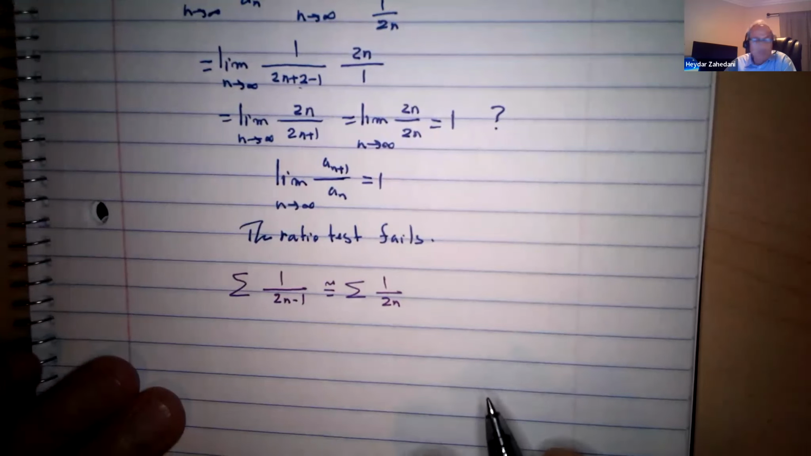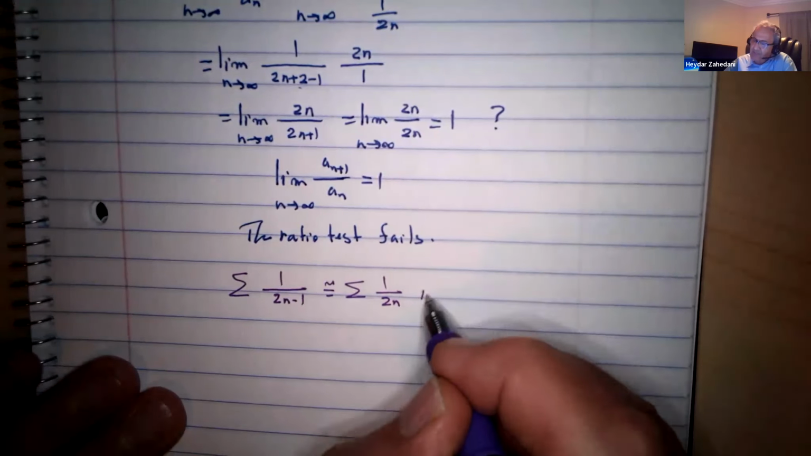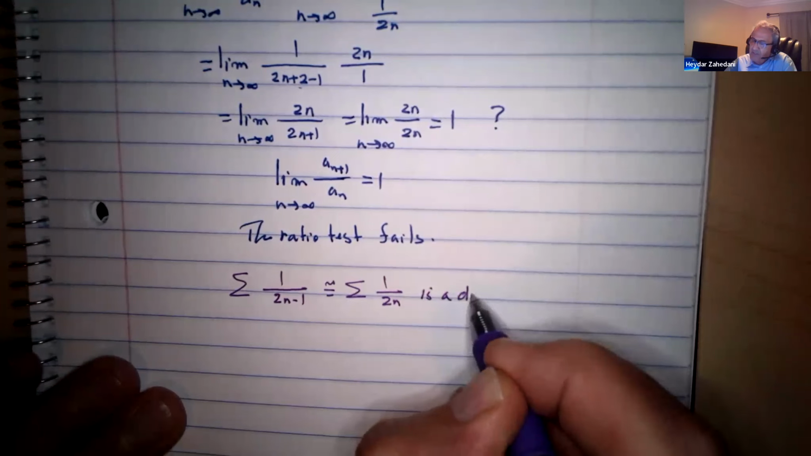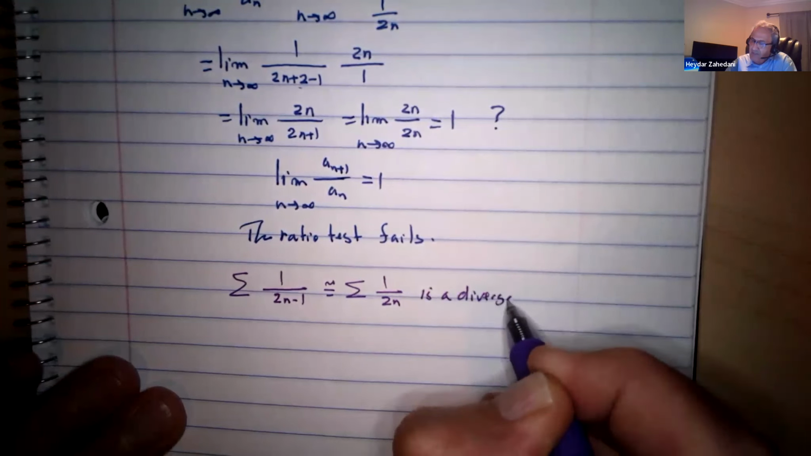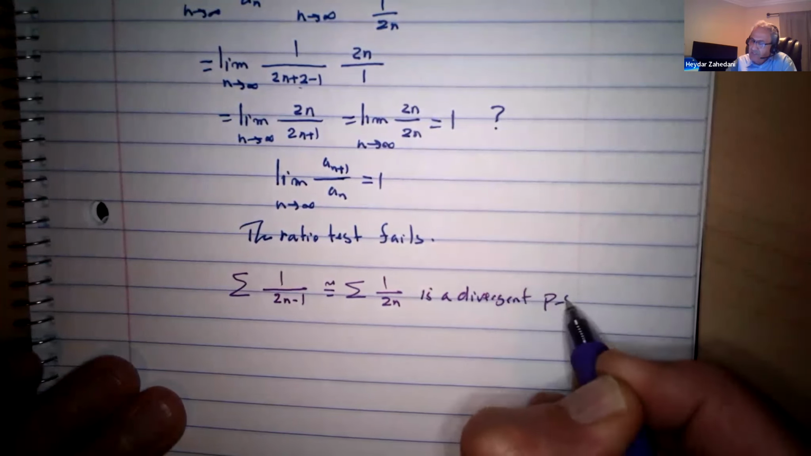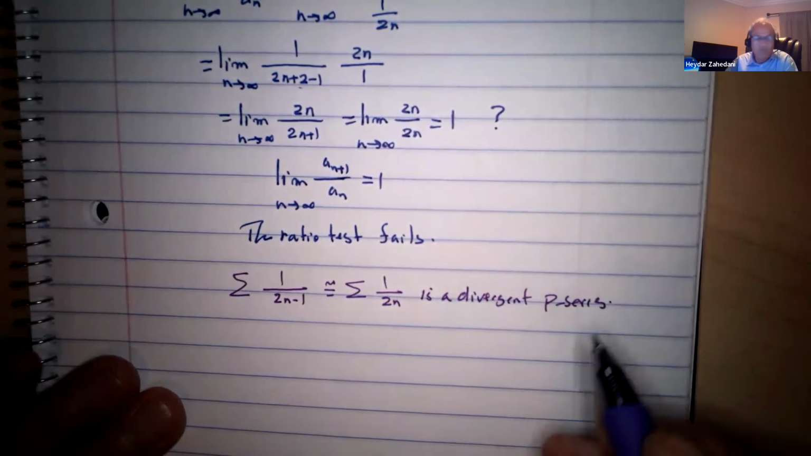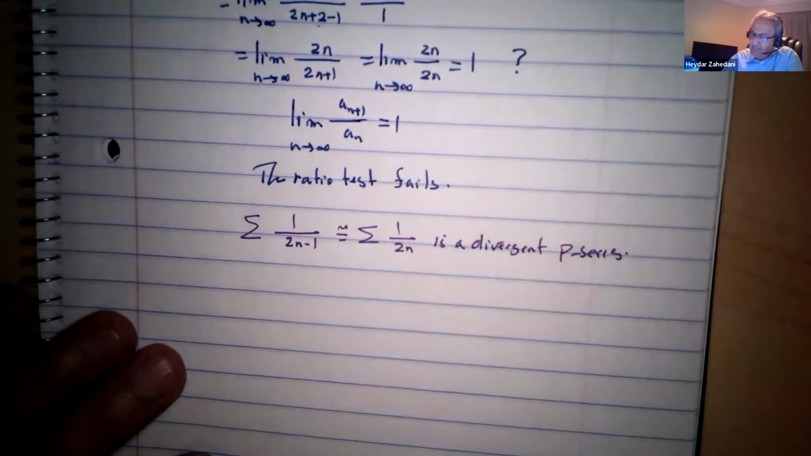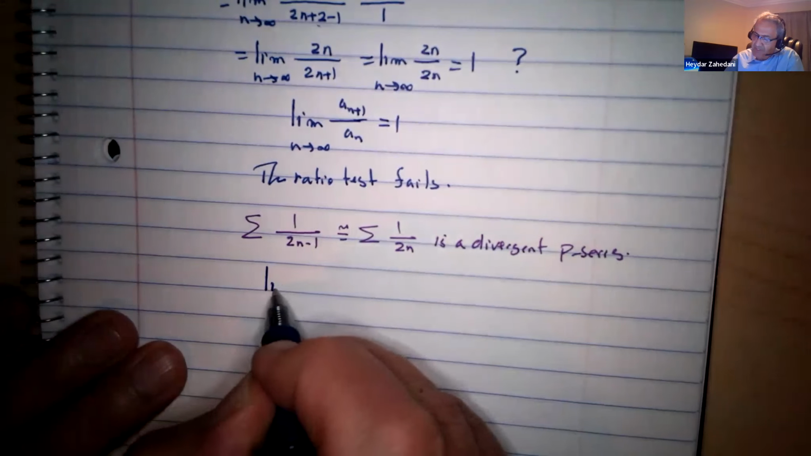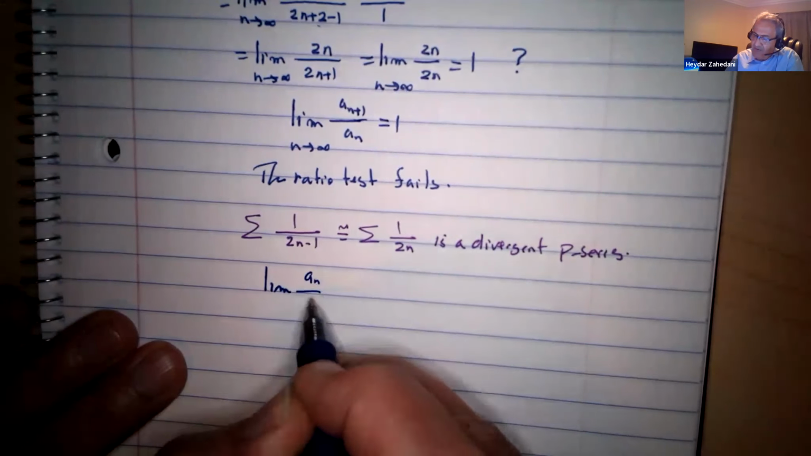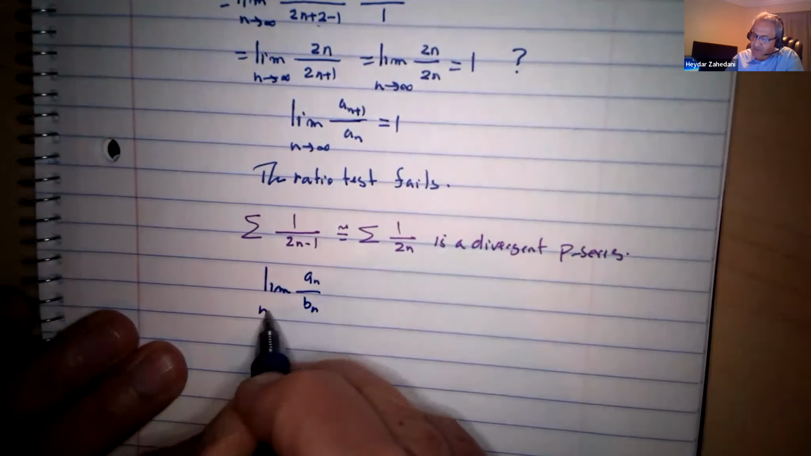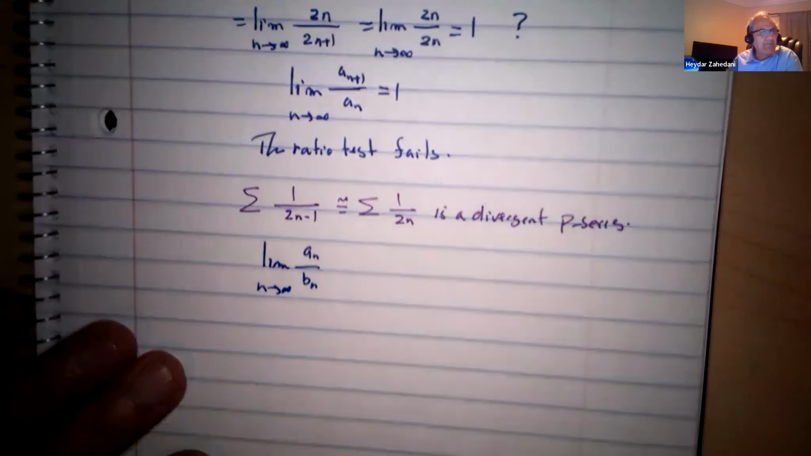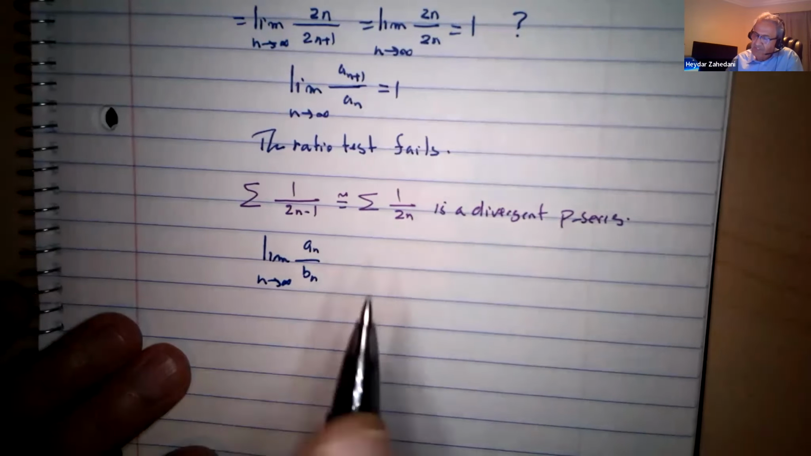Okay, which is a P series, is a divergent P series. So this means use the limit comparison test for your test. Remember, the limit comparison test is the limit of a_n over b_n as n goes to infinity. We compare it with a known series.